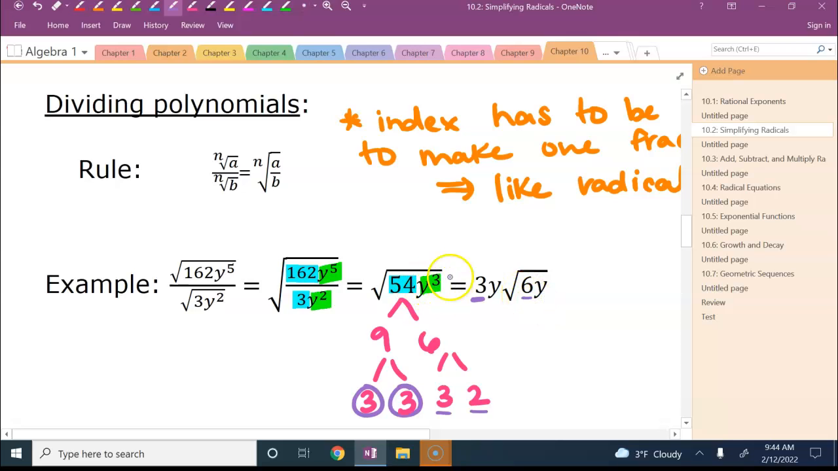Now as far as the letters go, remember from section 1, I can break y to the third apart. So they broke that into y squared and a y. And so when you take 2 divided by 2, you get 1, so that's where this y came from. And the other y has to stay underneath the square root sign. So this is your simplified answer right here, 3y and then the square root of 6y.